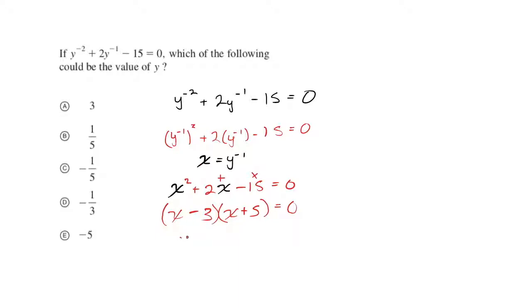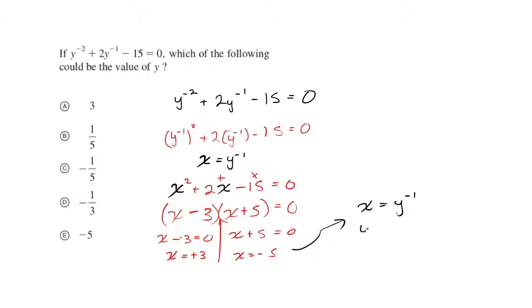That means the two solutions to the equation, setting both factors equal to 0, you arrive at the conclusion that either x is equal to positive 3 or x is equal to negative 5. But remember now, x was equal to y to the negative first power. That means that y is equal to x to the negative first power. So y is either equal to 3 to the negative first power, or it's equal to negative 5 to the negative first power.